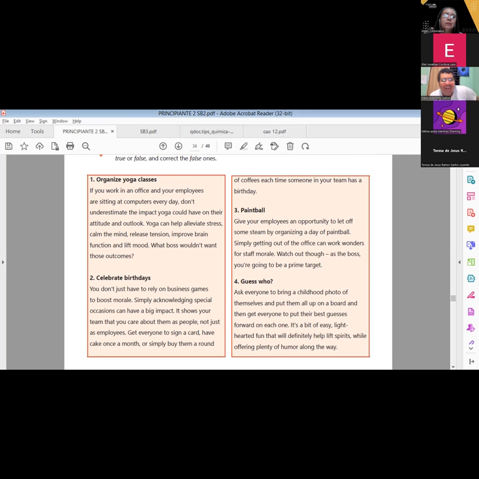Organize yoga classes. If you work in an office and your employees are sitting at computers every day, don't underestimate the impact yoga could have on their attitude and outlook. Yoga can help alleviate stress, calm the mind, release tension, improve brain function, and lift mood. What boss wouldn't want those outcomes?